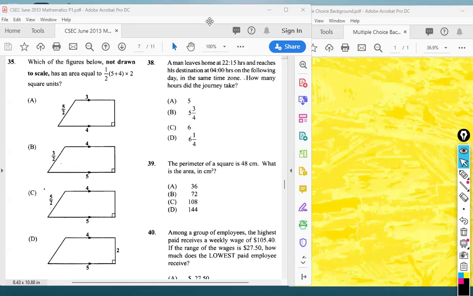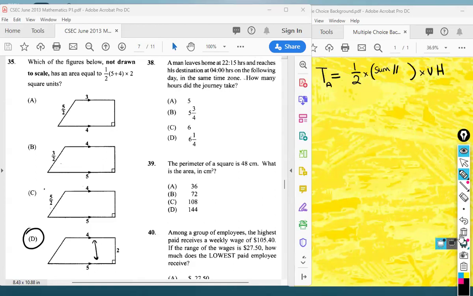Trapezium. Number 35, the area of a trapezium, it's upper T for trapezium, with a little A here, is a half multiplied by the sum of the parallel sides multiplied by the vertical height, right? So the answer is D, because the two parallel sides are 4 and 5. So you're adding 4 and 5, and the vertical height, not the slanted height, the vertical height is 2. So it has to be D.